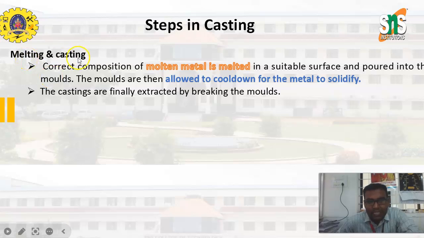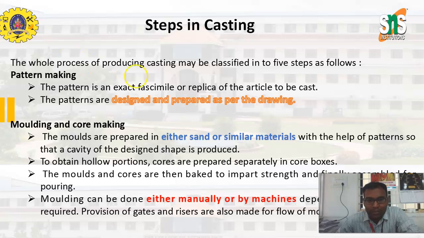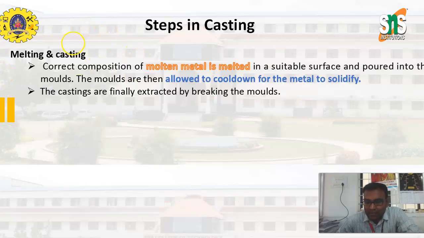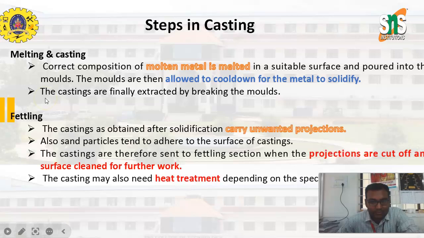Next, third step is the melting and casting. Correct composition of molten metal is melted in a suitable furnace and poured into the molds. The molds are then allowed to cool down for the metal to solidify. The castings are finally extracted by breaking the molds. This is the third step in the casting process. First one is the pattern making, second one is the mold creation and the core making. Third step is the melting of the product materials and then the casting process. Here the correct composition of molten metal is melted in the suitable furnace and poured into the molds.